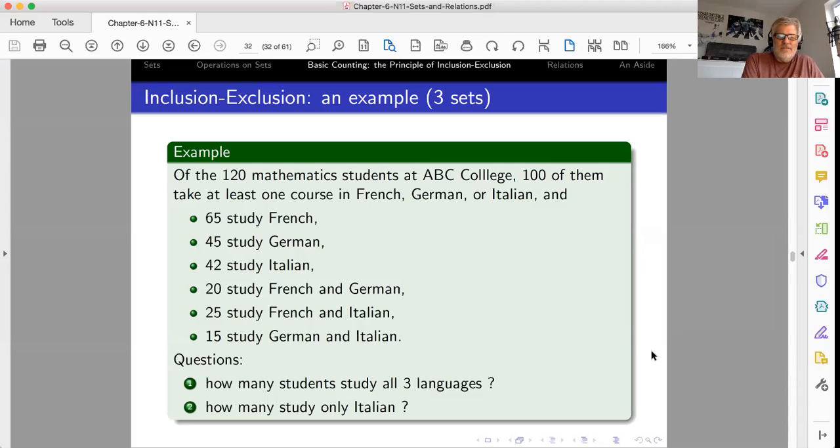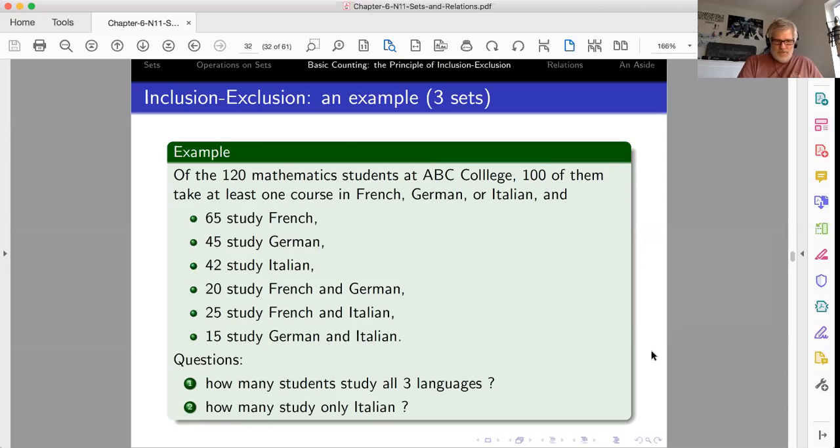ABC College has 120 mathematics students, and 100 of them take at least one course in French, German, or Italian. And then we have the following numbers. We know that 65 of them study French, 45 of them study German, 42 study Italian, 20 study French and German, 25 study French and Italian, and 15 study German and Italian. Now we're asked how many students study all 3 languages and how many study only Italian.